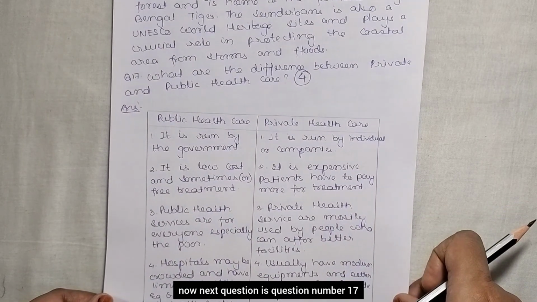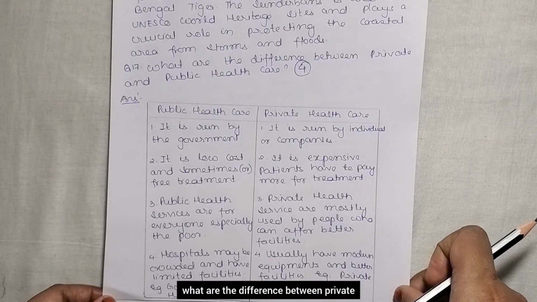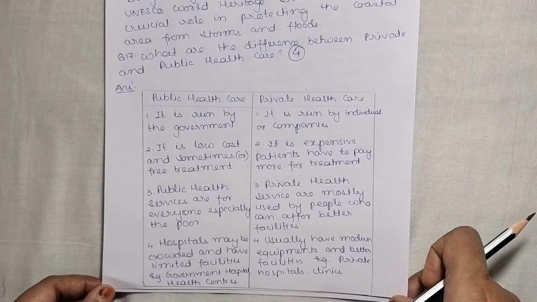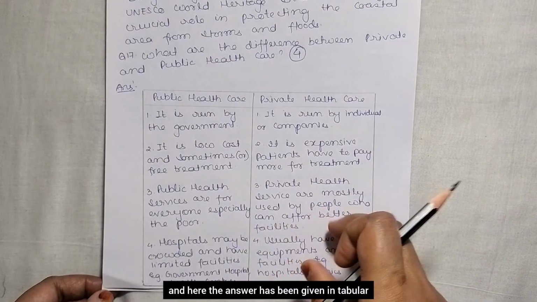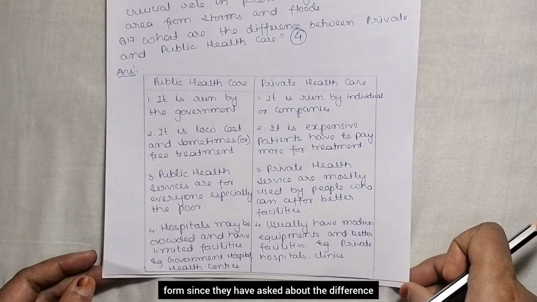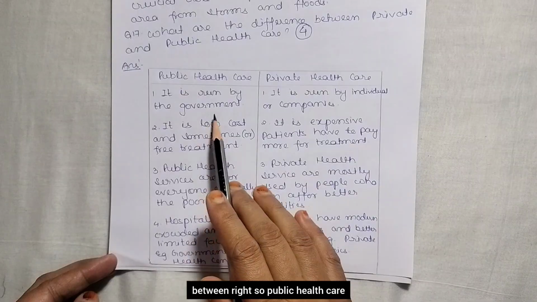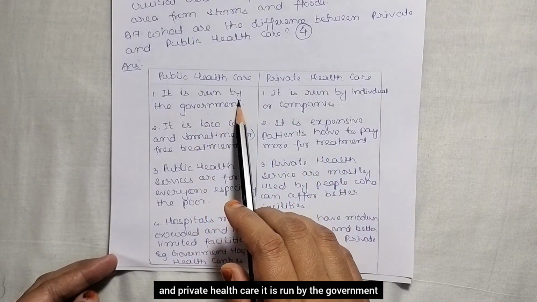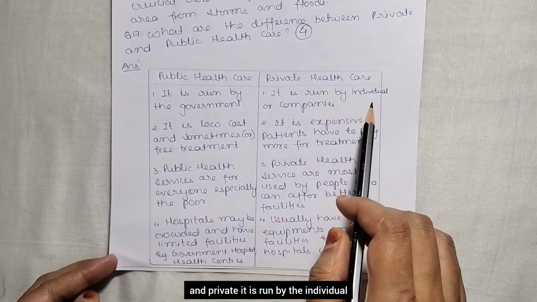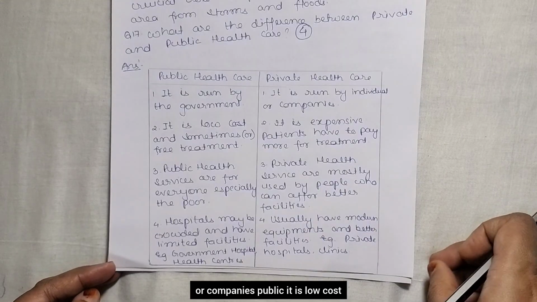Now the next question is question number 17. What are the differences between private and public healthcare? It carries 4 marks, and here the answer has been given in tabular form since they have asked about the difference between, right? So public healthcare is run by the government, and private is run by individuals or companies.